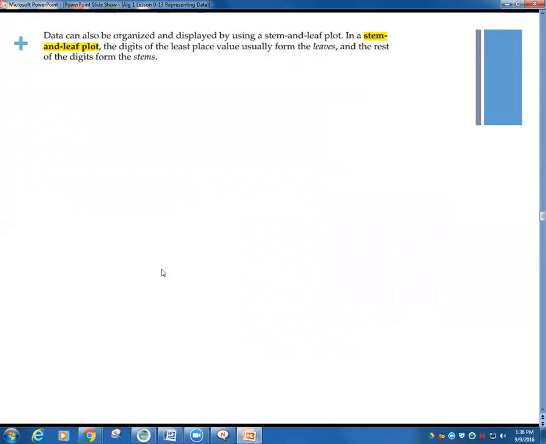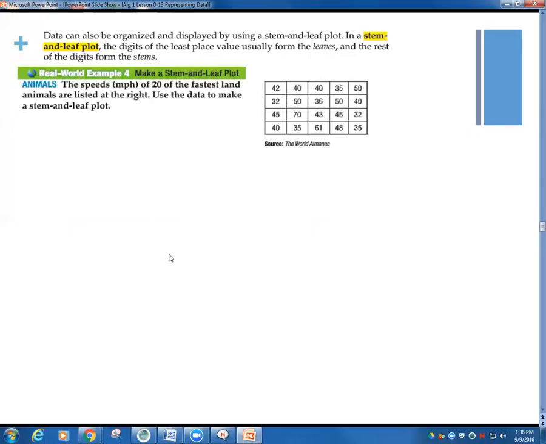Data can also be organized and displayed by using a stem and leaf plot. In a stem and leaf plot, the digits of the least place value usually form what are called the leaves, and the rest of the digits form the stems. So let's make a stem and leaf plot of the speeds of the fastest land animals and check it out. So the least place value is the ones. So 32 miles per hour would have a stem of 3, so the tens place, 3, and a leaf of 2. So here's your stem and your leaf.